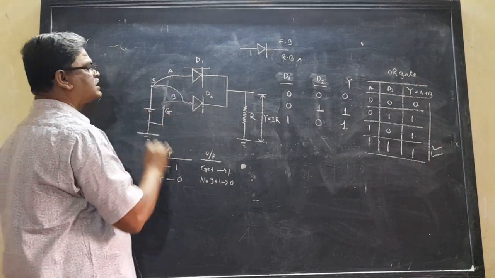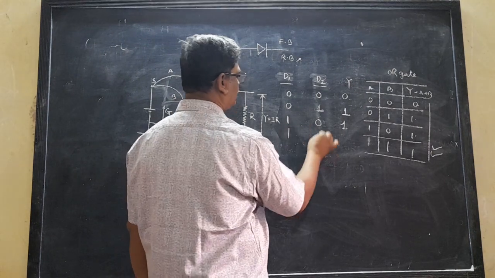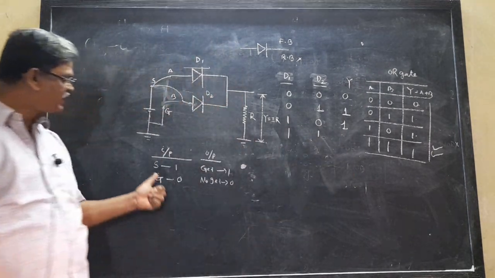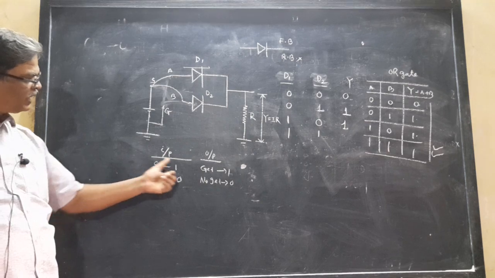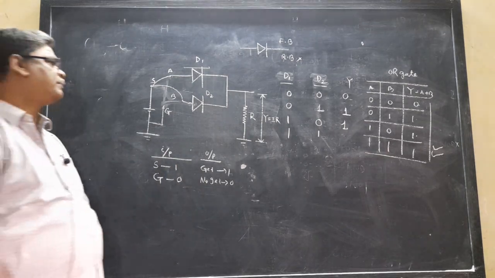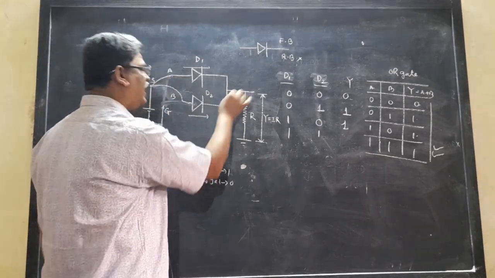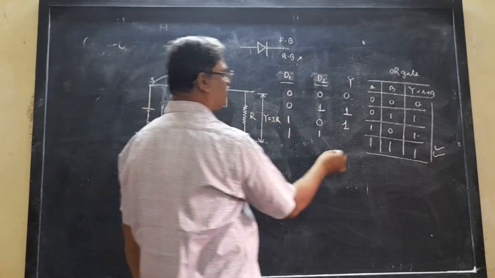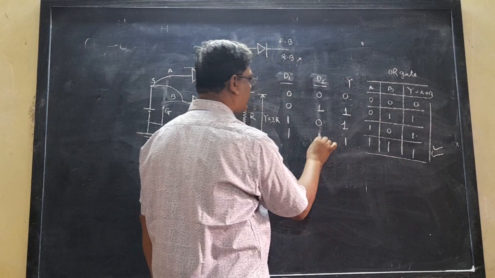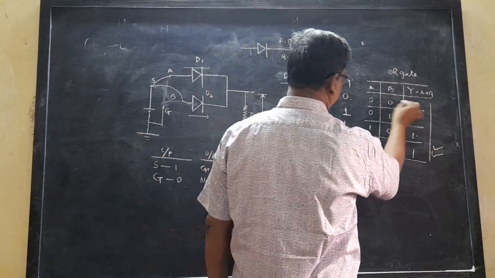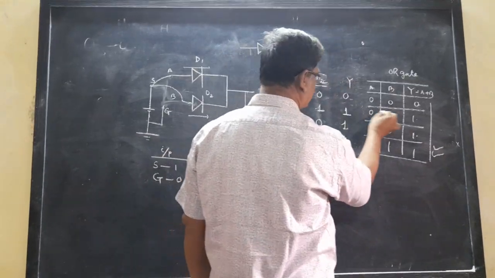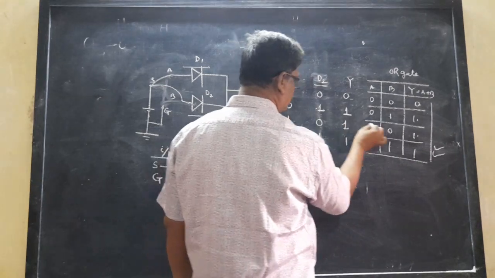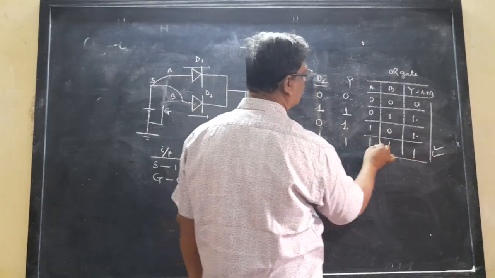Next, if A is connected to S and B is also connected to S, then A is 1 and B is 1. Both the diodes conduct and there is a current through the load RL, and we get the output. The truth table: 0 0 0, 0 1 1, 1 0 1, 1 1 1.